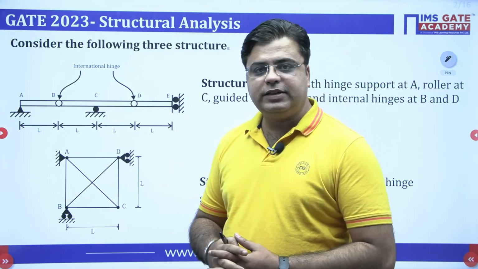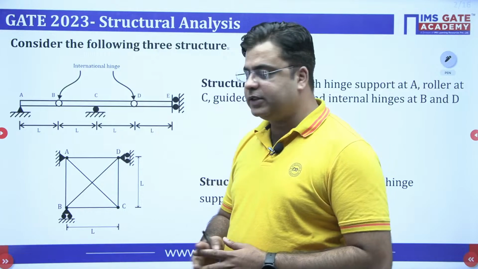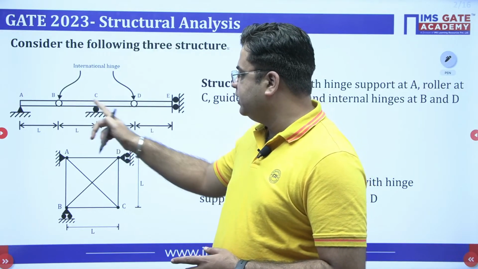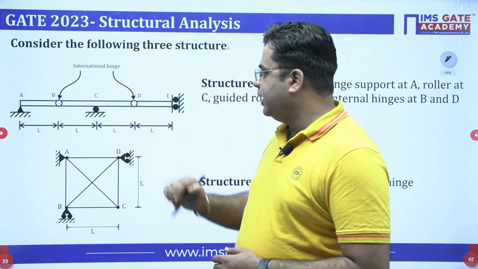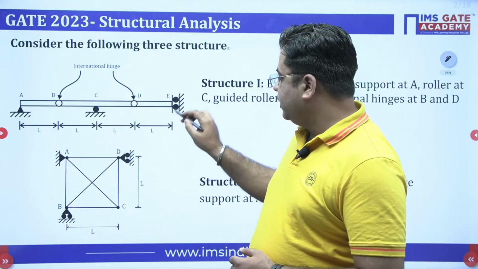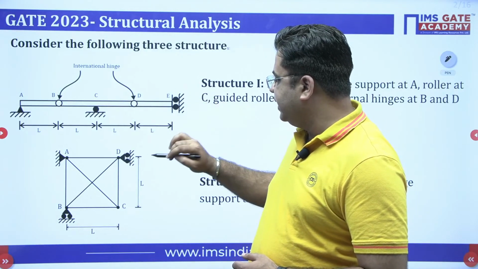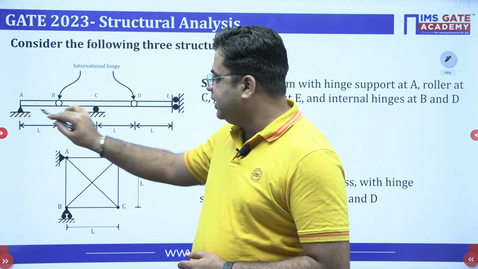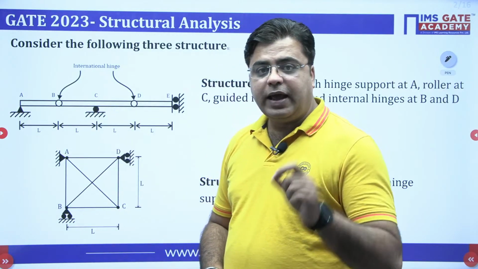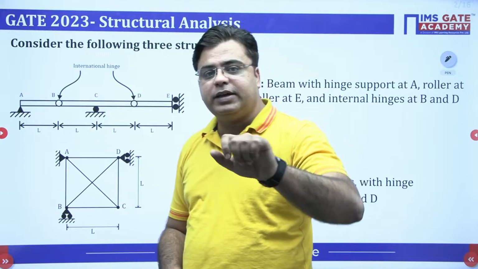Okay, let's see this. The first structure is a beam in which 2 internal hinges are present, one at B and the other at D. There is one guided roller support at this end E, roller support at C and hinge support at A. And we need to find out whether this beam is stable or not.